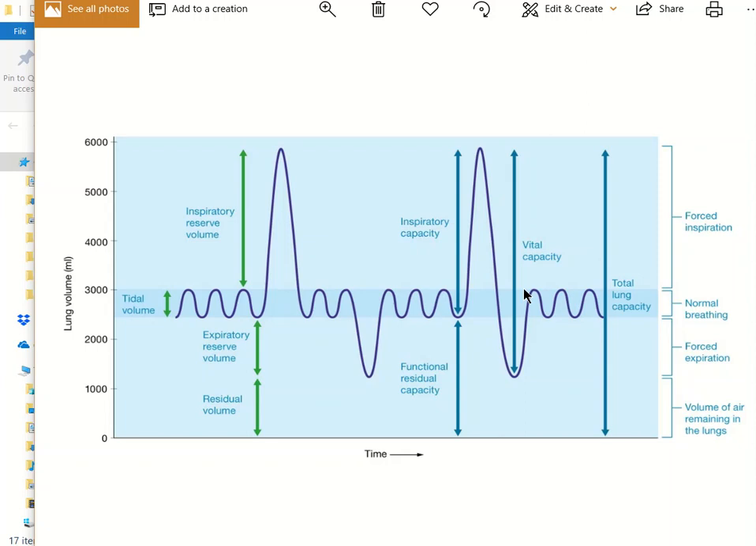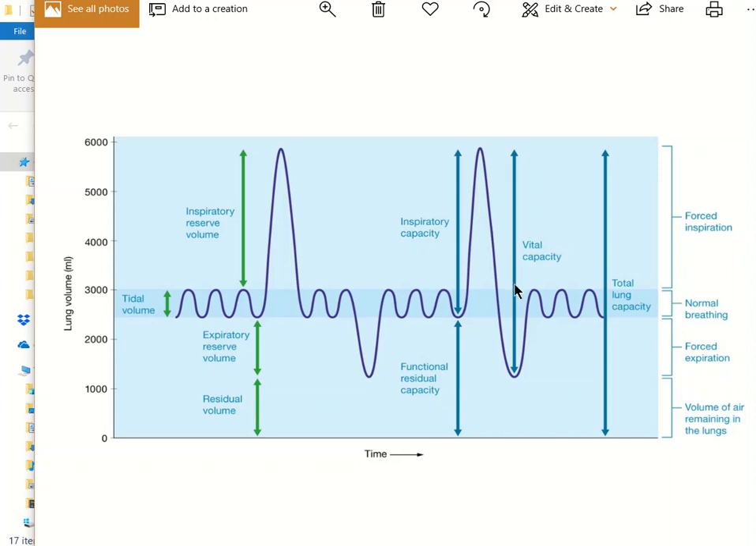They could ask you something like, given total lung capacity and given inspiratory capacity, find functional residual capacity. You can just subtract TLC minus IC to get FRC, or you can take FRC and add ERV plus RV, so expiratory reserve volume and residual volume. So that's what this means.